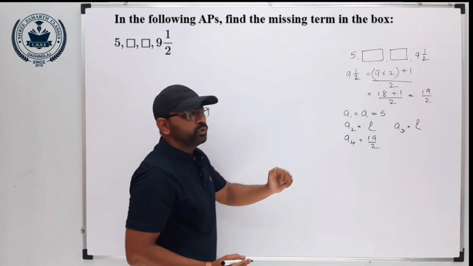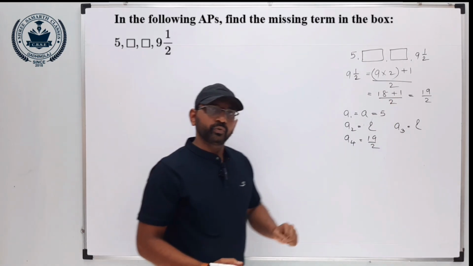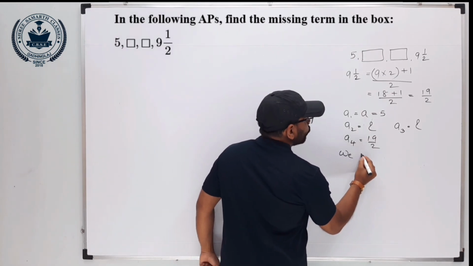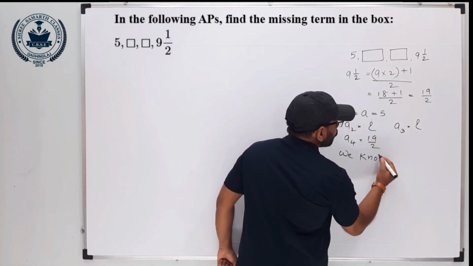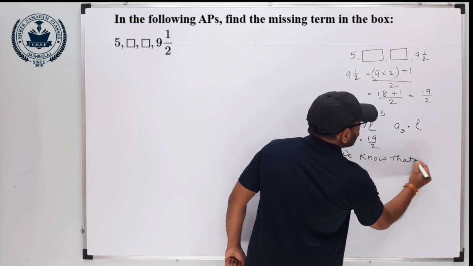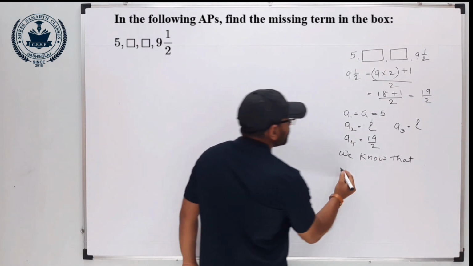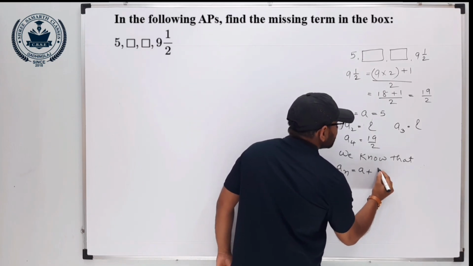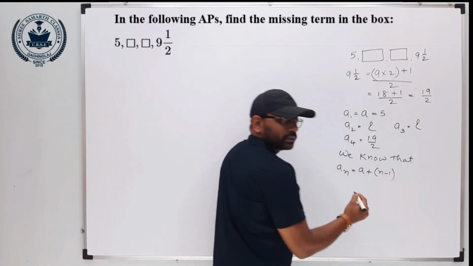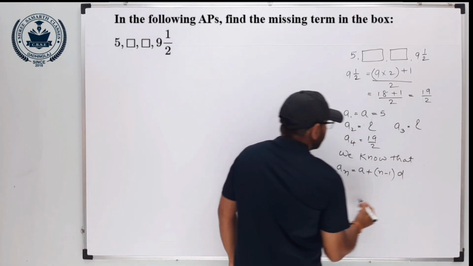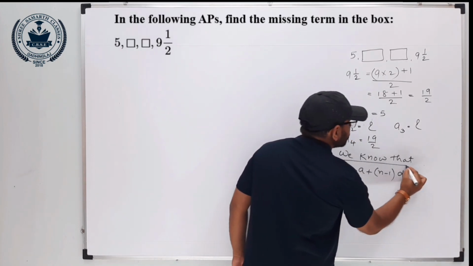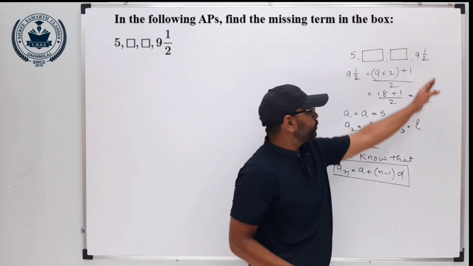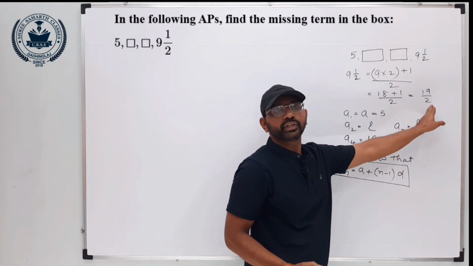So we need to find out the second term and the third term. We will make use of the general term. We know that the general term is given as an is equal to a plus n minus 1 into d. This is my equation for the general term. And the fourth term is known to you. How much is it? 19 upon 2.